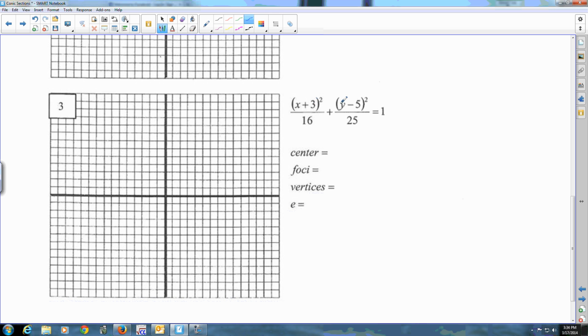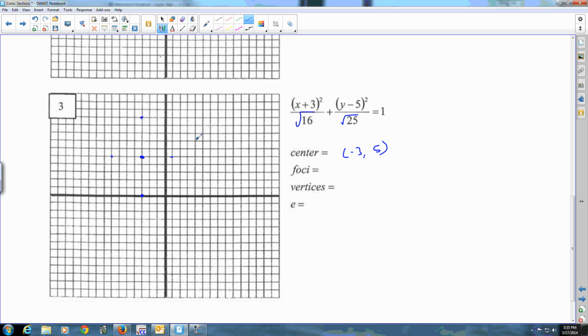Find the center. The center is read opposite, so it's going to be (-3, 5). So go negative 3, then 1, 2, 3, 4, 5. There's the center of your graph. From your center, take the square root in the x direction. So go 4 units in the x, 1, 2, 3, 4, both ways. Then go 5 units in the y, 1, 2, 3, 4, 5. And then 5 would be down here.